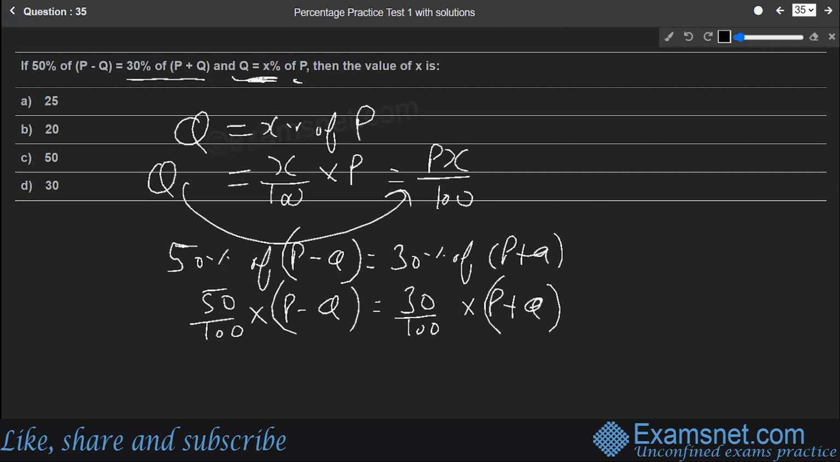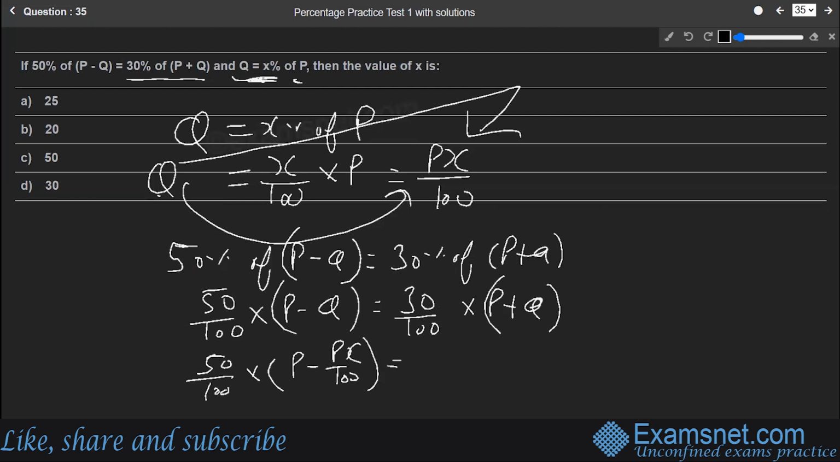Now let us try to replace that. We already know Q can be replaced in terms of P as Px by 100. Why are we doing this replacement? So that everything comes in a single variable form, and then we can calculate the X value. Let us replace the Q by Px by 100. This is going to be 50 by 100 into (P minus Px by 100) is equal to 30 by 100 into (P plus Px by 100). This is how we have done the substitution.